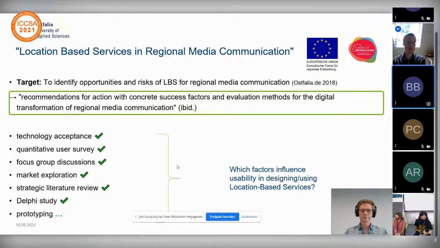And among all these studies that we've conducted, the key question, which factors influence usability in designing and using location-based services, was already always apparent. So that's what our current study focuses on.